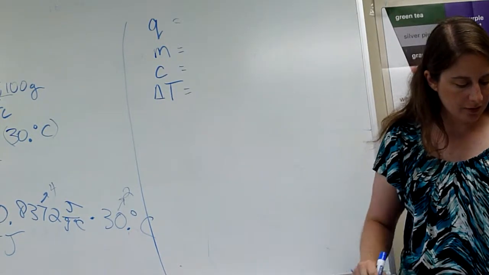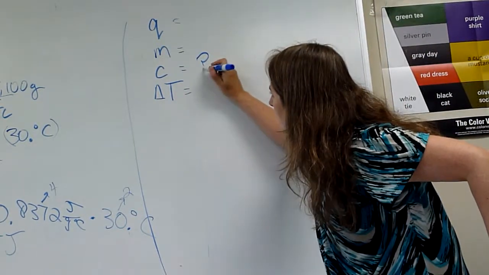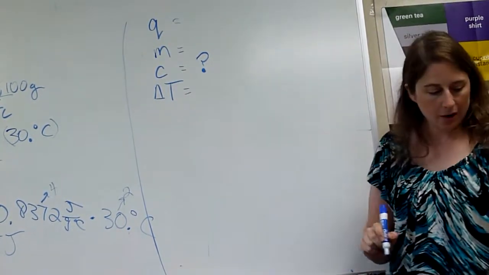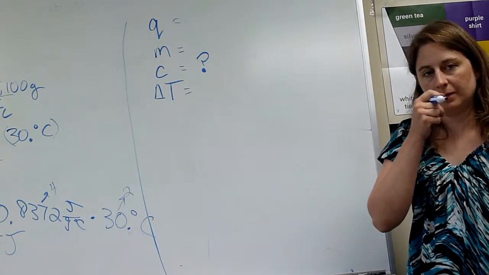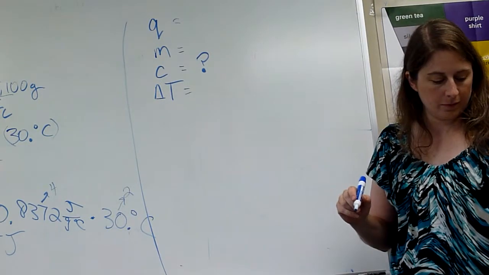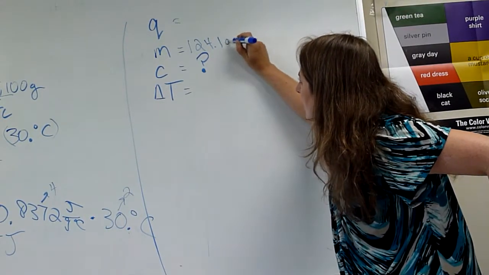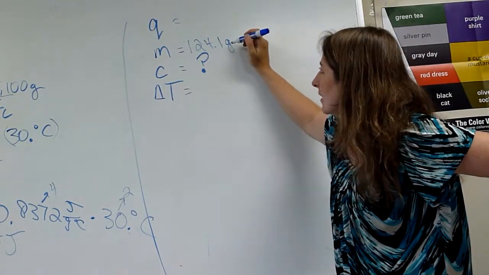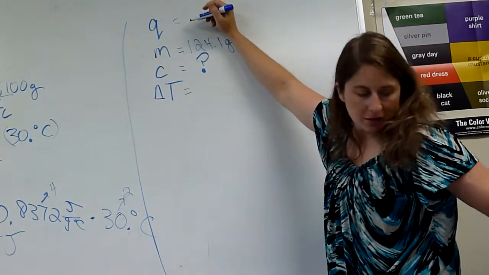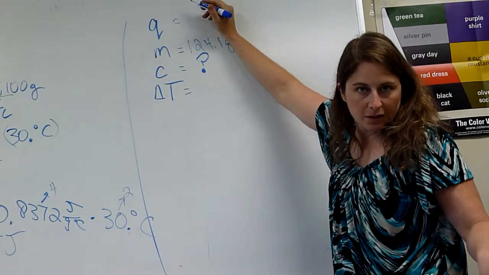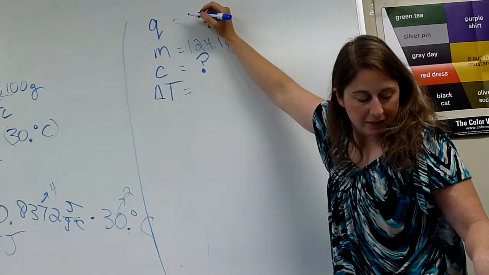And so, the specific heat. Okay, so I'm going to put a big question mark next to specific heat. And what is our heat? Q. 124.1 grams. Okay, that's mass. Yes. What's the heat? Q. Heat. I think I did something wrong.